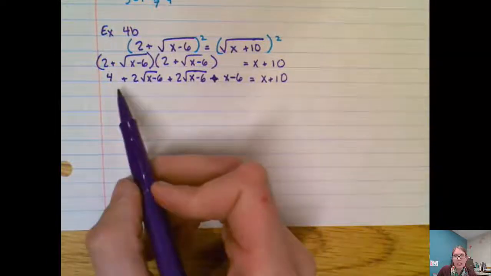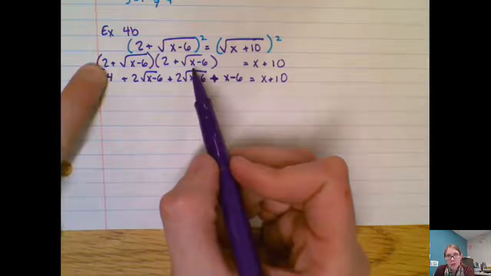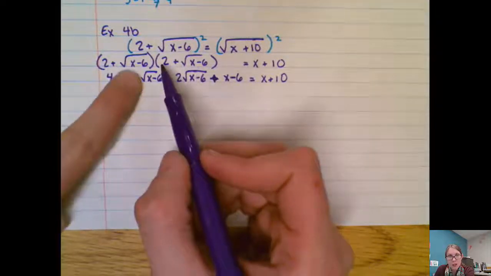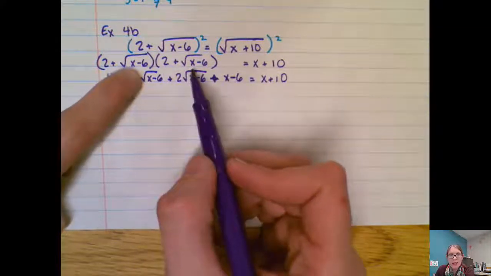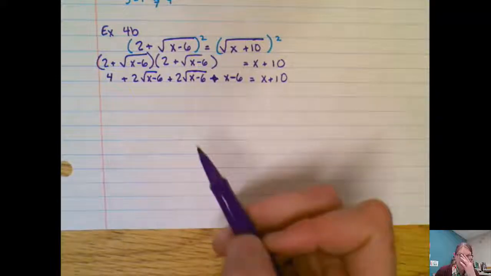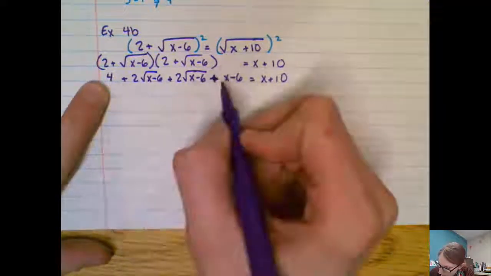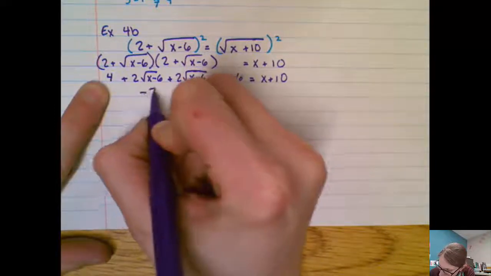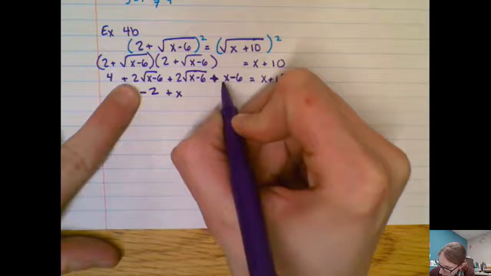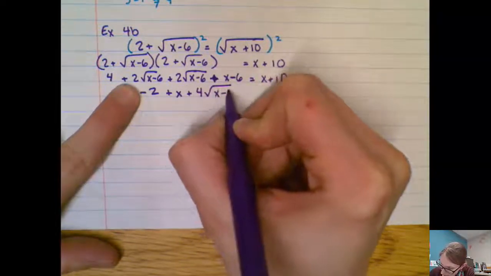So again, I just FOILed this out. First terms was 4. 2 square root of x minus 6, 2 square root of x minus 6. This is x minus 6. All right, let's combine what I can. Over on this left side, I have the 4 minus 6 is negative 2, plus x, plus 4 square root x minus 6.